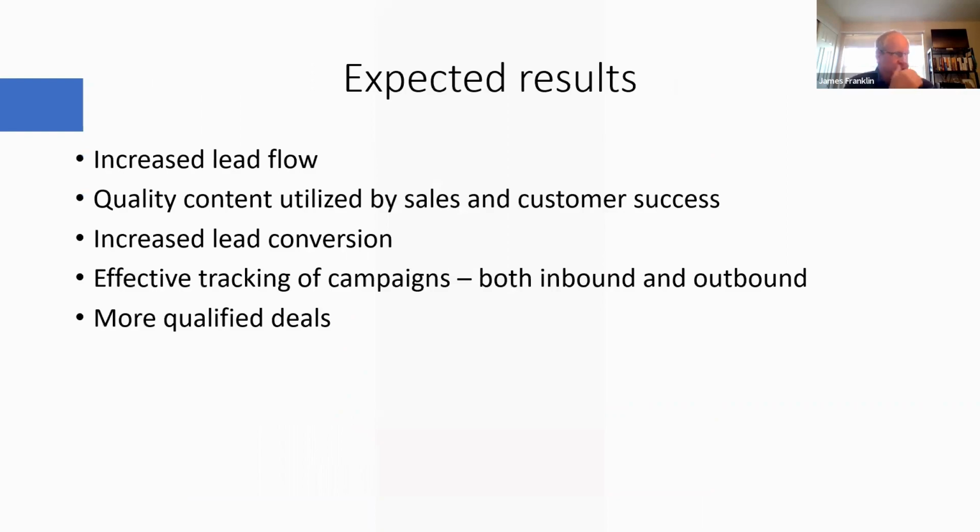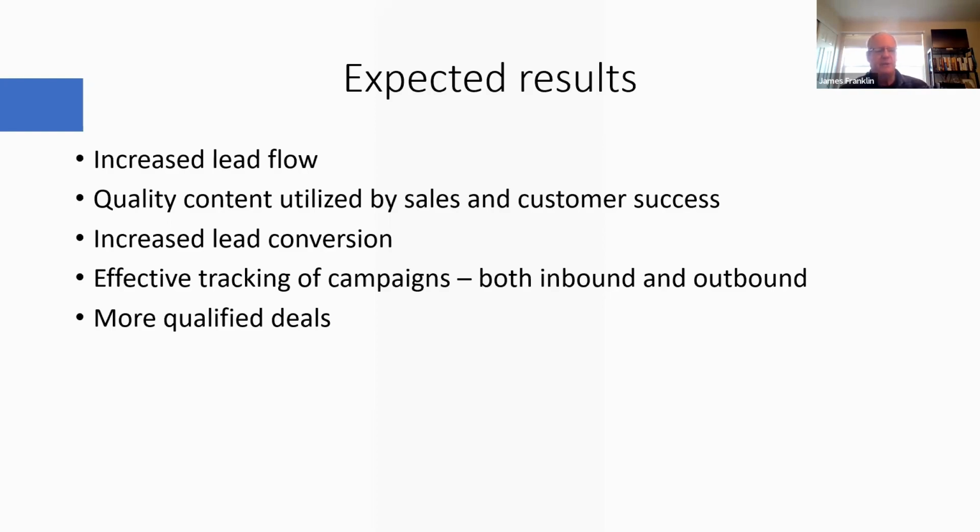So what are my expected results? I'm doing all this. What do I get out of it? I get increased lead flow, and it will happen. I can guarantee that if you follow this plan and program, and you've got your framework in place from our previous session, you will in fact get increased lead flow. And then with the quality content utilized by sales and marketing, that will drive increased lead conversion.